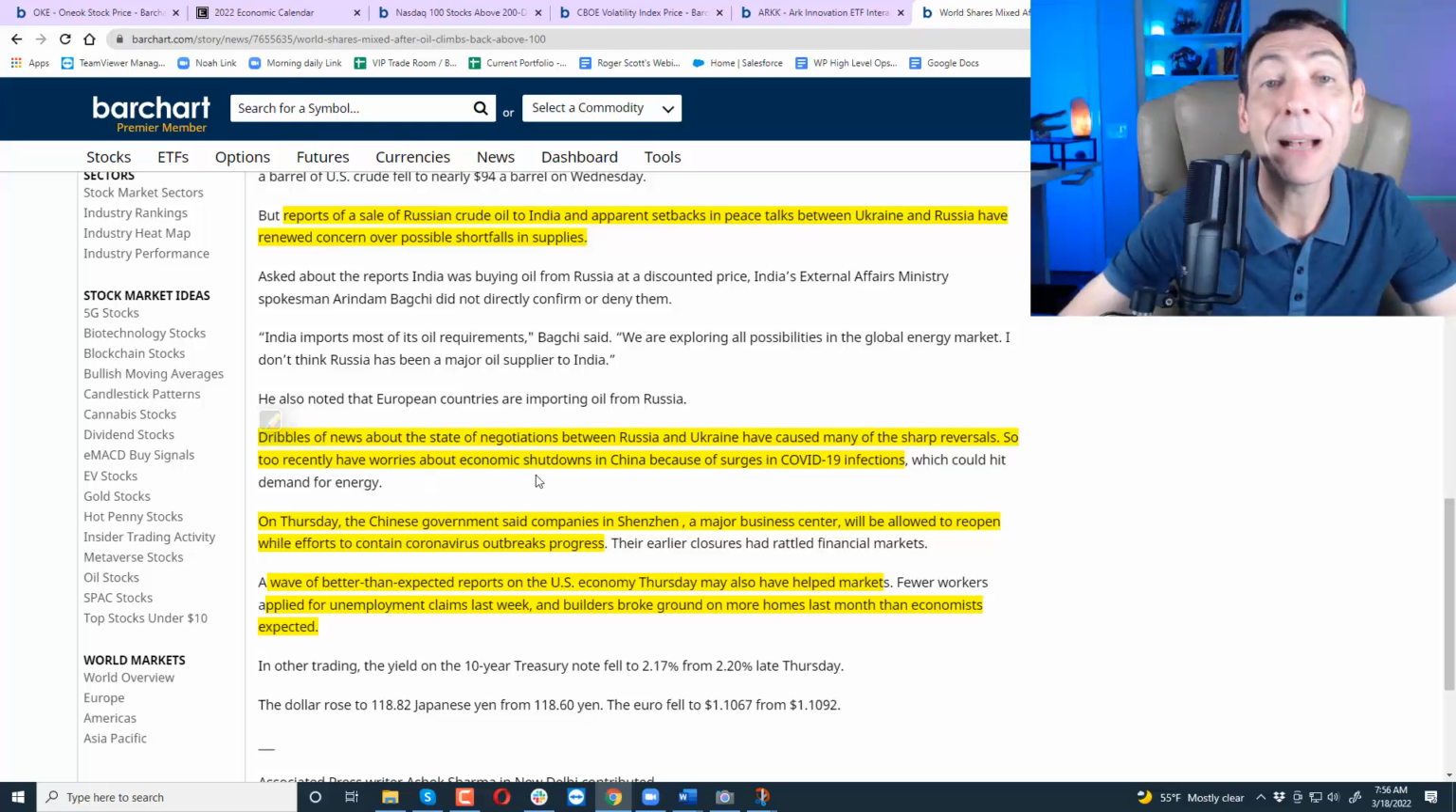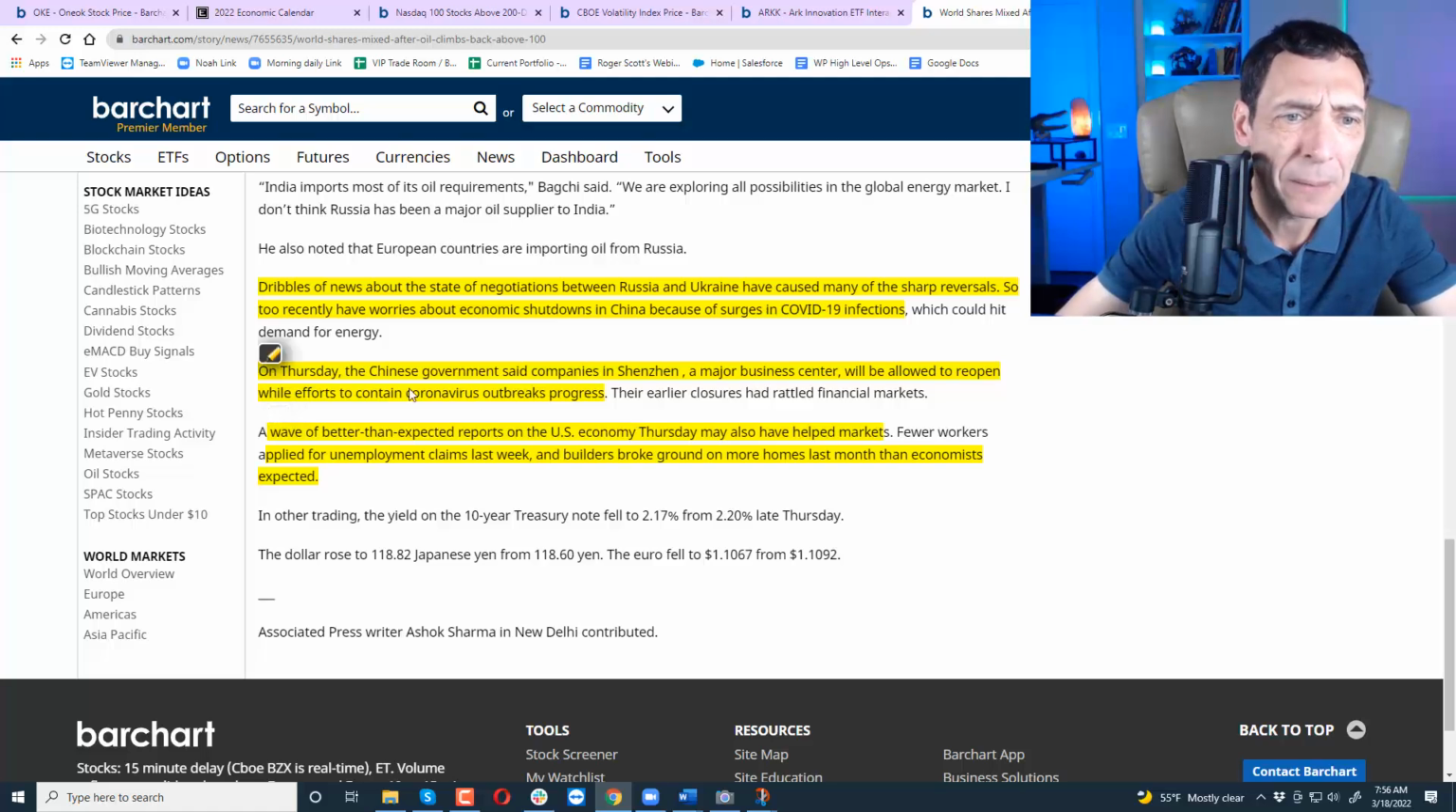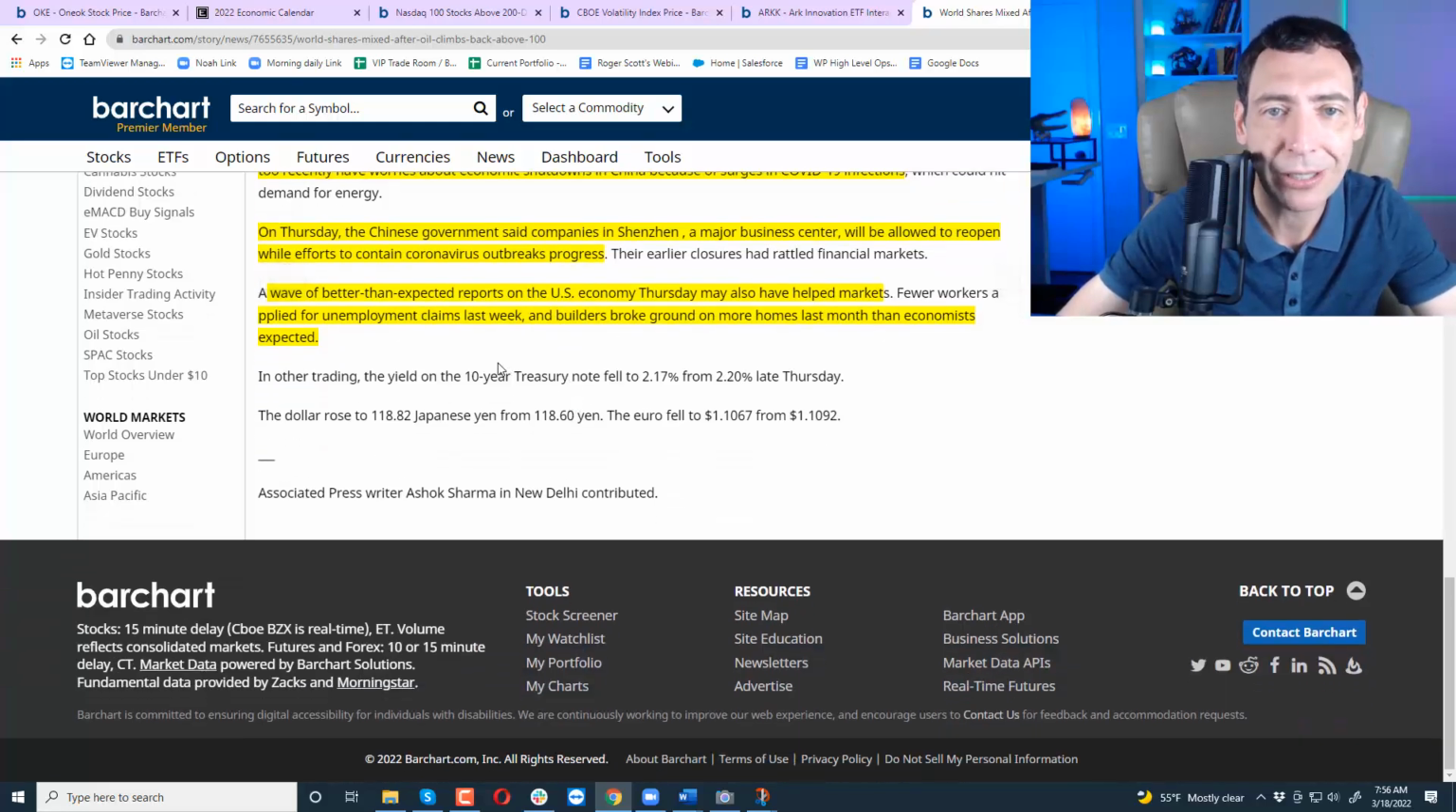So too recently have worries about the economic shutdown in China. It's like a double whammy. I did not think this COVID was going to be an issue again. This is something that has not been part of my calculation. I thought finally it would be over, especially in China. On Thursday, the Chinese government said companies in Shenzhen, a major business center, will be allowed to reopen while efforts to contain the COVID outbreak progress. I think they're finally learning something, that closing things down isn't going to help things. A wave of better than expected reports from the U.S., that's what I talked about earlier today, may also help the markets. Builders broke more ground on homes last month, and unemployment claims went down.